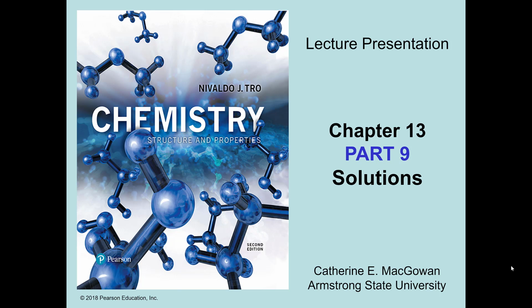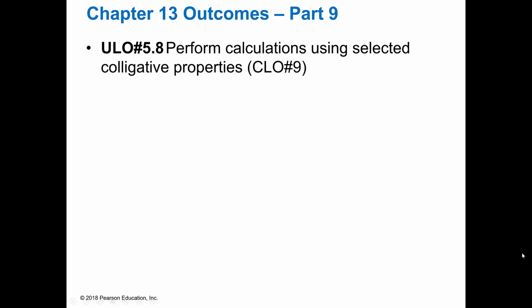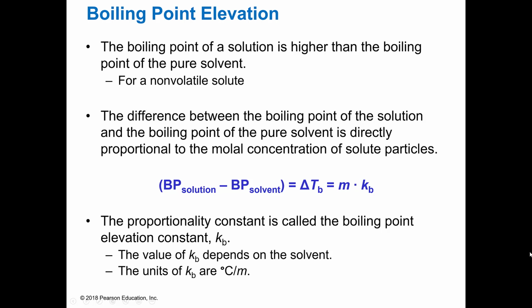And in this one, we're going to continue our colligative property discussions. But just like we did melting point depression, now we're going to do boiling point elevation. So we can add things that are going to cause the boiling point to be higher. So you have to get to a higher temperature in order to boil. And it's very similar to what we saw with the freezing point depression.